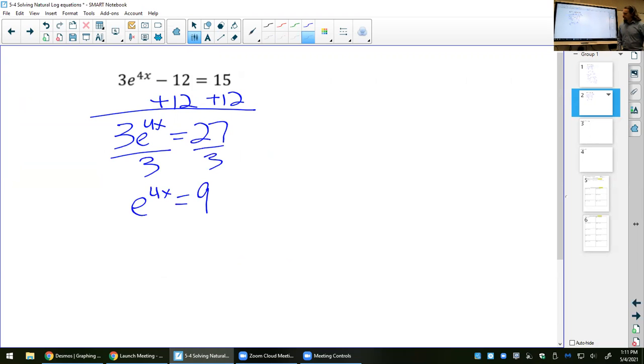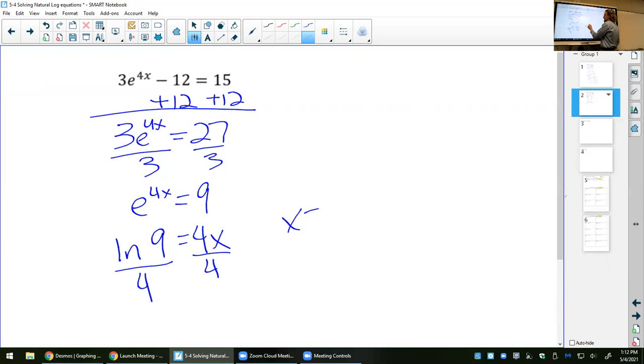Okay. Since we did it the long way, what if we do it the short way here? You can say this is going to simplify down to the natural log. Remember, our 4x and our 9 switch places, so it's the natural log of 9 equals 4x. And then to get x by itself, we just divide both sides by 4. So that gives us x equals the natural log of 9 over 4.